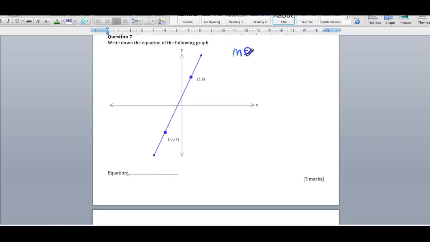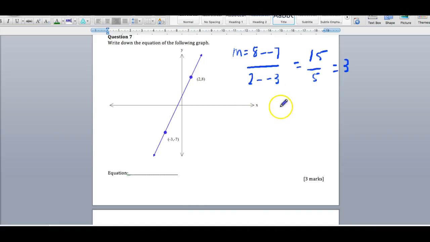So your gradient is the difference in your y's. So we've got 8 minus -7 over 2 minus -3. So that's 15/5, which is 3. Now you should just check that that's positive. It's a positive line. If you had a negative answer, you know you've made a mistake.